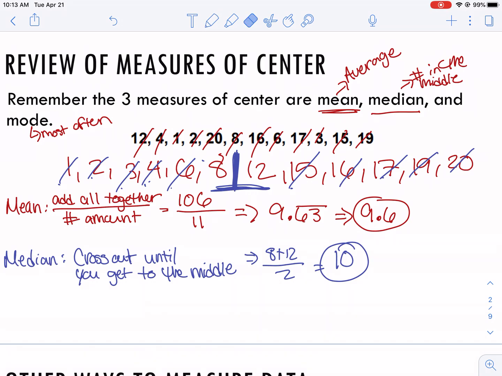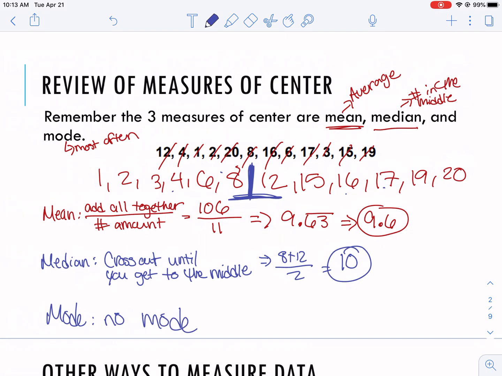And then remember, the mode is the number that occurs the most often. So we look here, do any numbers repeat? And in this case, no. So in this case, we do not have a mode. There is none. So no mode.